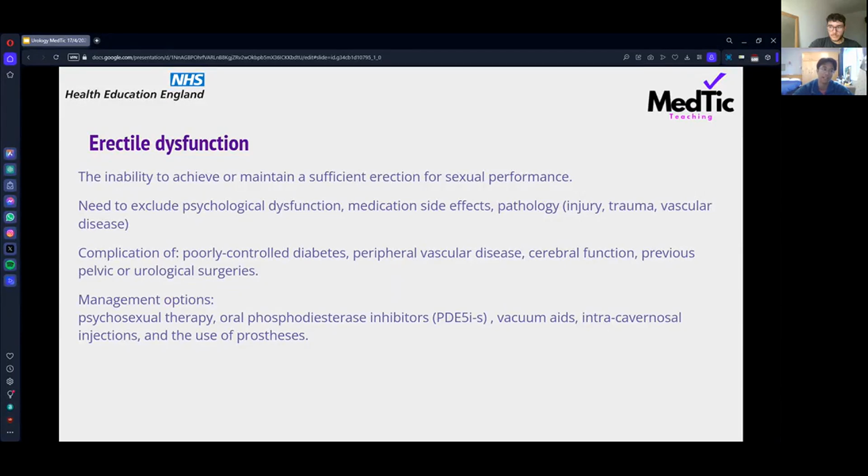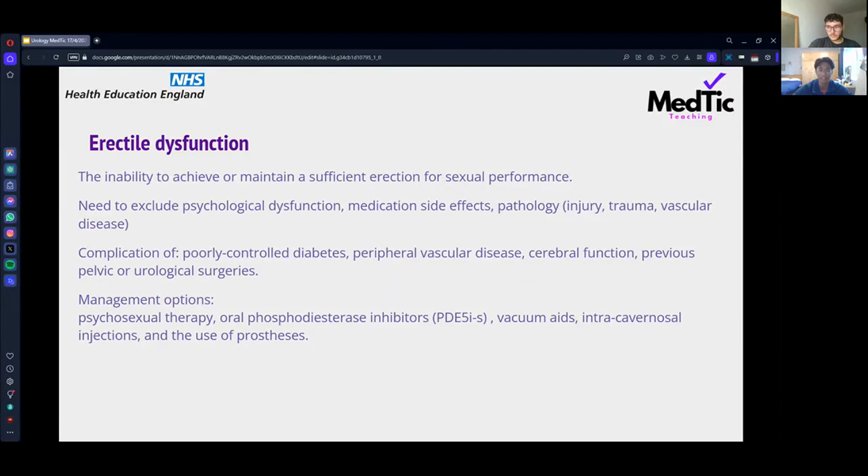In terms of ruling out other causes, such as psychological dysfunction, they could be on medications that have erectile dysfunction as a side effect, or they could have genuine pathology. So they could have a previous injury, or quite commonly vascular disease or diabetes. It can also be a complication of the things I've listed above.